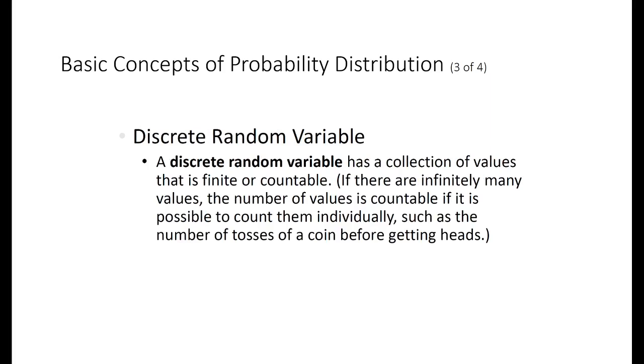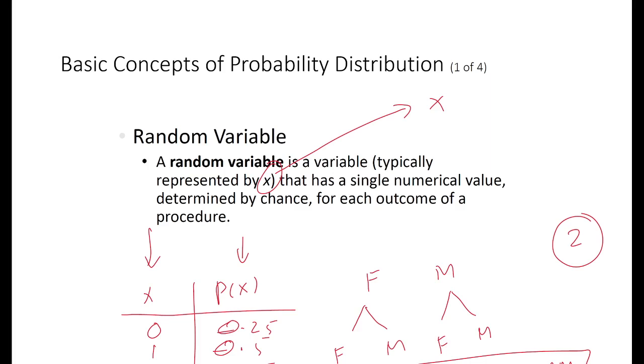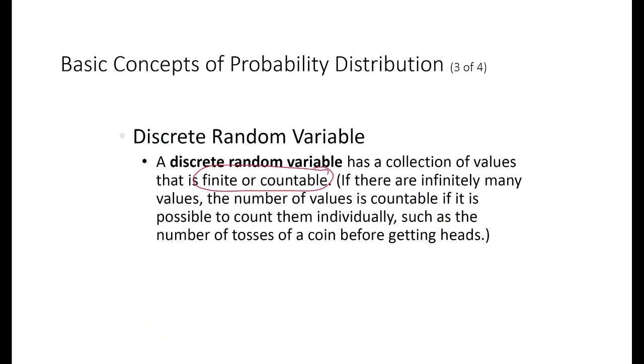Discrete random variable. It's a random variable, but now the outcome has a collection of values that is finite or countable. So you can count your outcomes. If you go back to this very same example, there are three values, 0, 1, and 2. So this is discrete because it's finite, it's countable. Sometimes it could be infinitely many, but if you can count them individually, that's a discrete random variable, such as the number of tosses of a coin before getting heads. So whenever you have an outcome which you can count, that's called a discrete random variable.